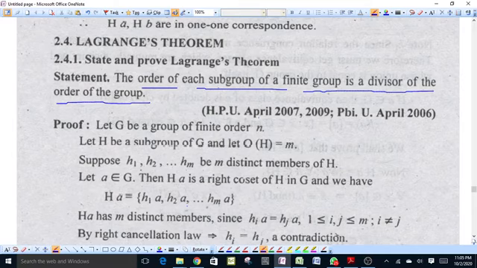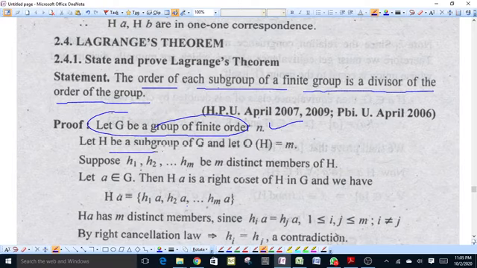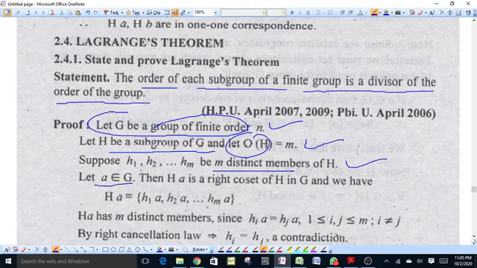Suppose that G is a group of finite order and the order of G is n, and H is a subgroup of G, and suppose that the order of H is equal to m, and h1, h2, ..., hm are m distinct elements of H. For an element a of G, Ha will be a right coset of H in G, and the right coset Ha will be the set of elements of the type h1a, h2a, ..., hma.